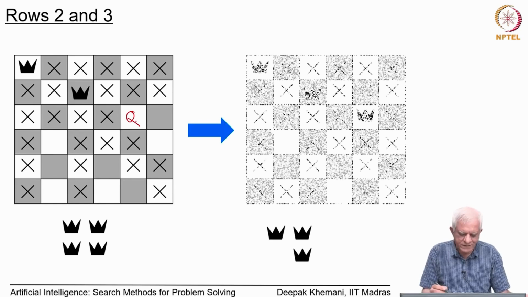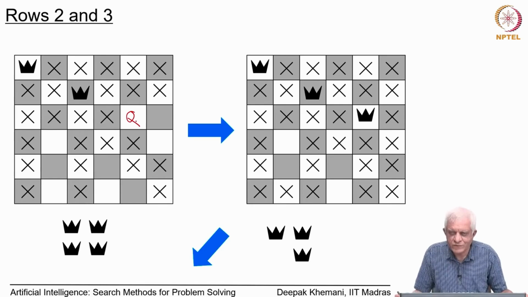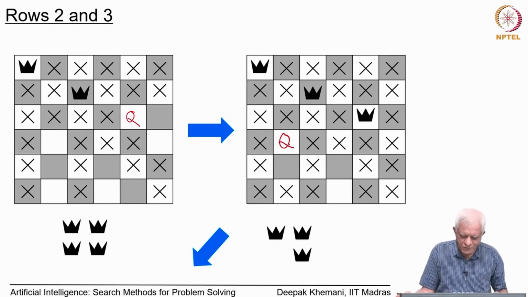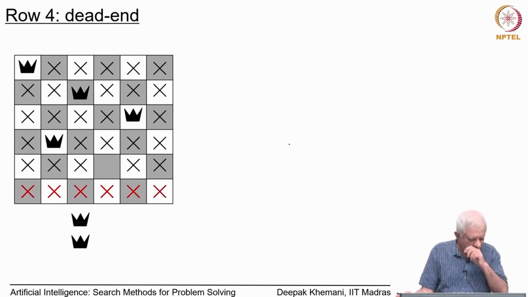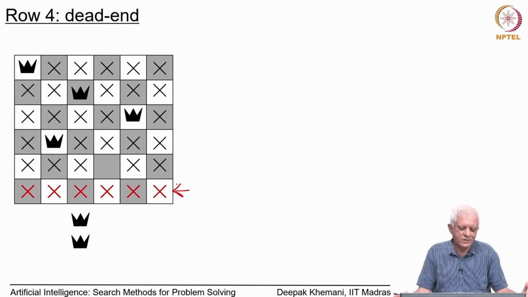So, there are only 3 queens left and 3 queens on the board, and you can see that the number of habitable squares are decreasing quite rapidly. But nevertheless, we still have hope, we can place the 4th queen in the 4th row here, and when we do that, we find that in the last row we cannot place a queen.